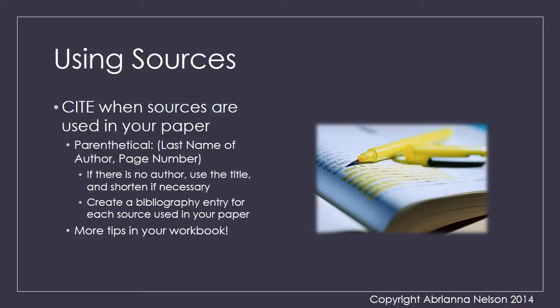Now, if there's no author, you're just going to use the title of the source. If it's very, very long, go ahead and shorten it, enough for the audience to know which source you're talking about. And then you need to create a bibliography entry for every source used in your paper. That's going to go at the very, very end. There are actually some very specific requirements for what you need to include in your bibliography and how you're supposed to format it. At the end of this video, you're going to do an exercise that's going to help you learn what that should look like. There are a lot more tips for using sources in your workbook. Make sure that you read them and don't just skip over them just because you watch this video.